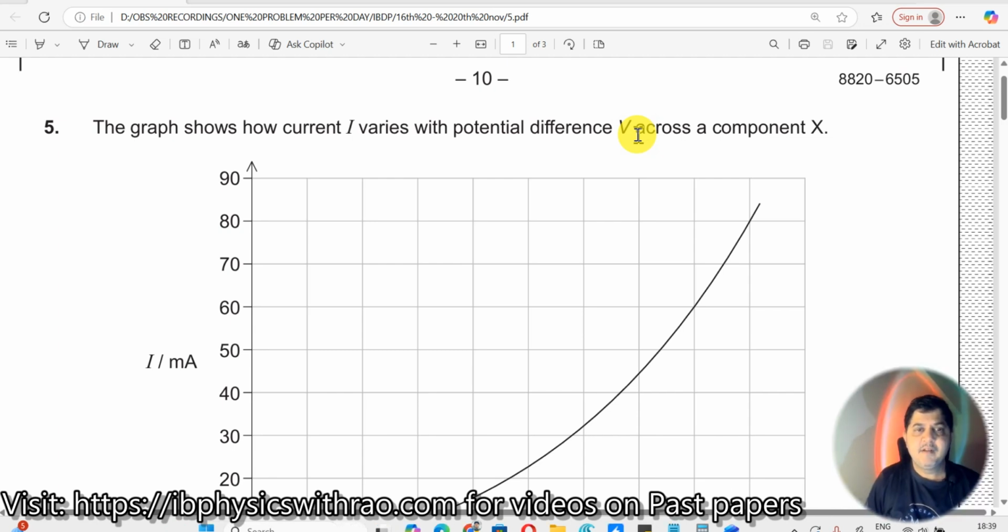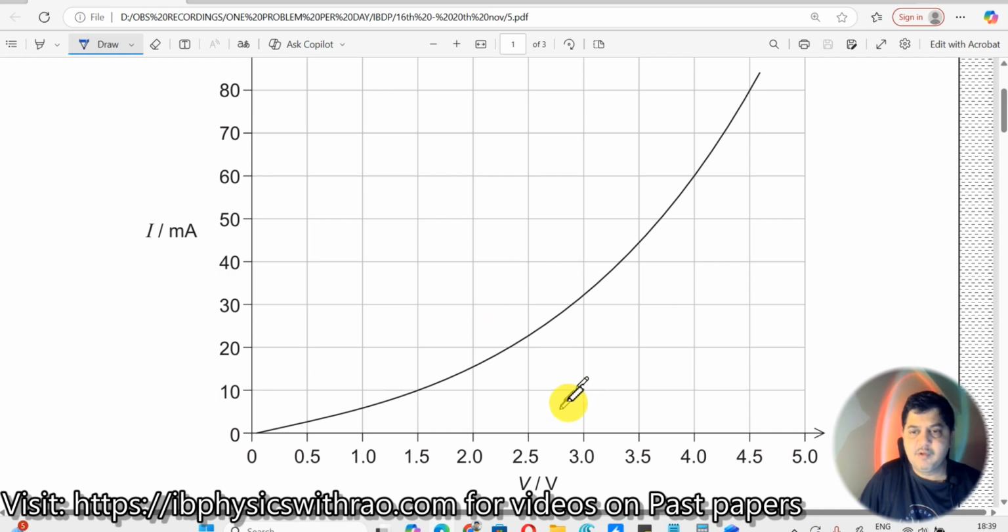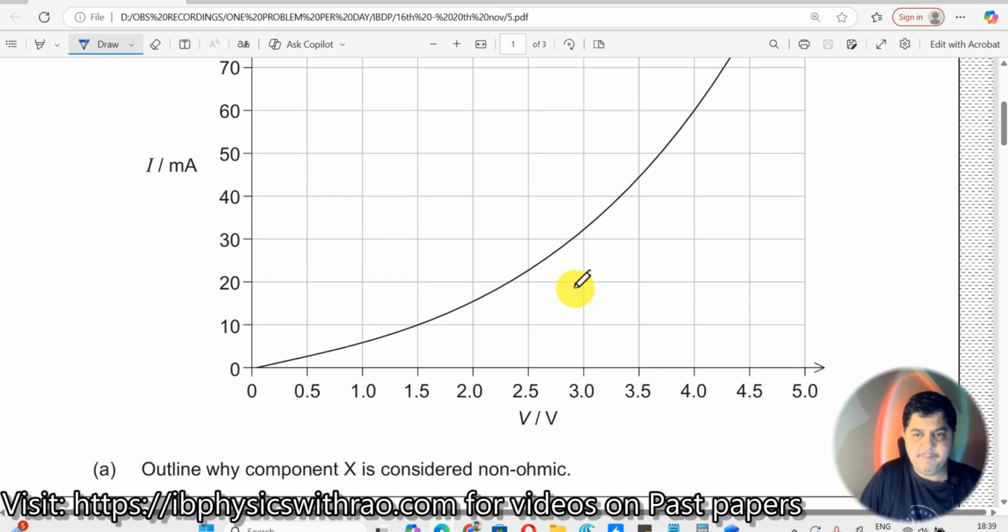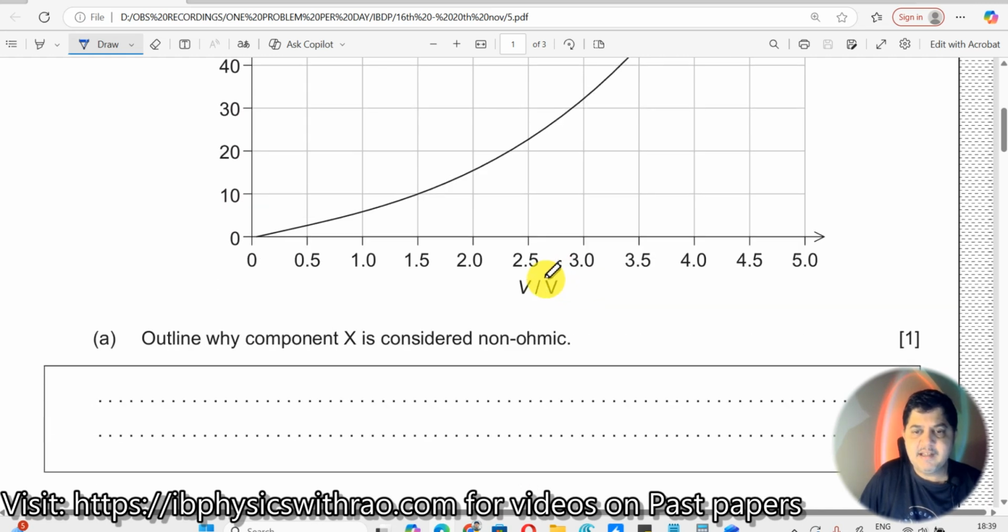Question number 5. The graph shows how current I varies with potential difference V across a component X. What you observe is that the current versus voltage is not going to be a straight line, it's going to be non-linear. Outline why component X is considered non-ohmic. Okay, that's what we discussed now.